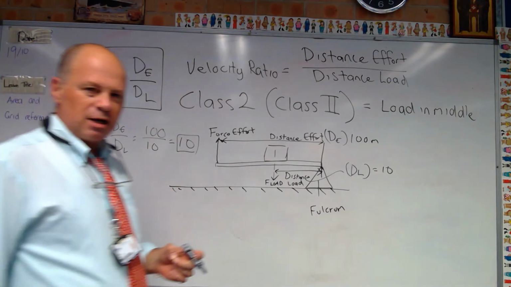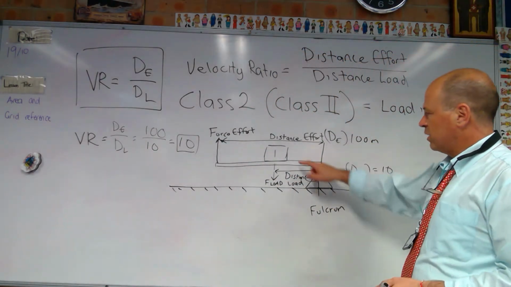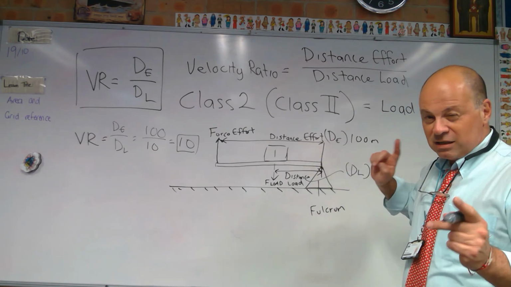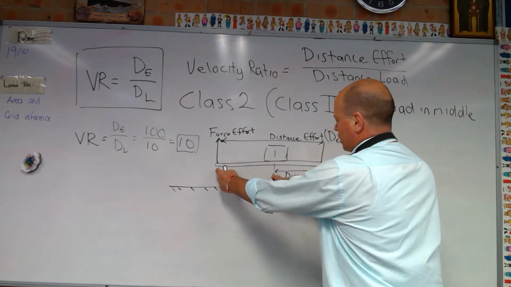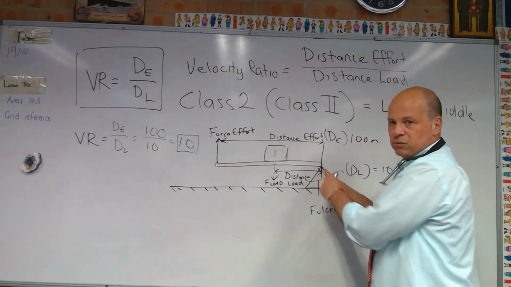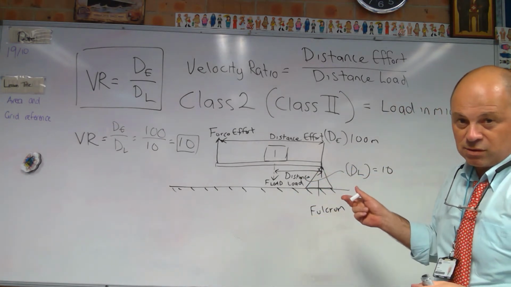So the main thing to take away from this lesson, in summary, is that a class 2 lever has the load force in the middle, and the only difference is when you're measuring your distance, remember that your distance of effort doesn't go to the load, it goes all the way to the fulcrum. And distance of load is from the load to the fulcrum, so we reference to the fulcrum. If you do that, you'll get these questions correct.